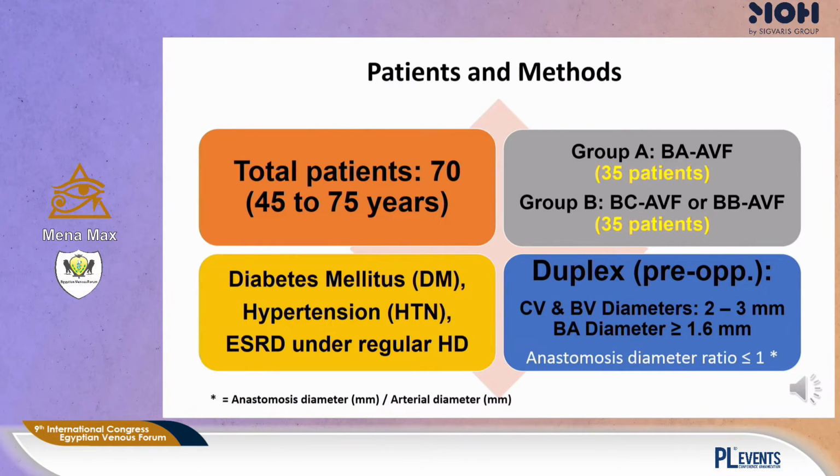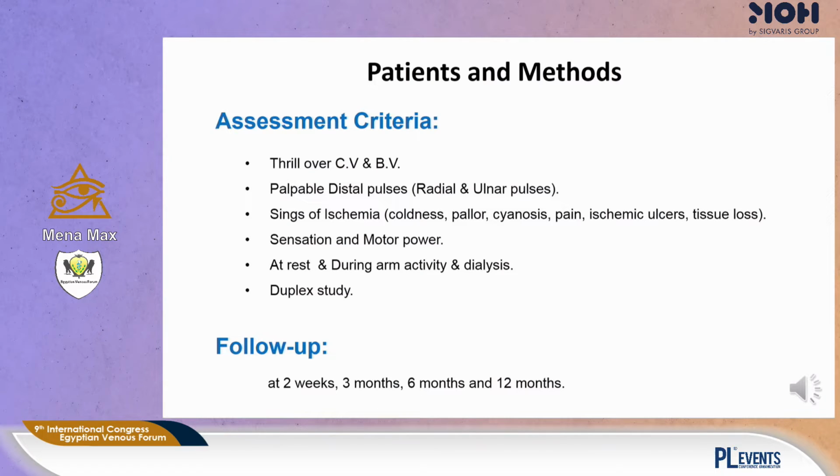Duplex assessment preoperatively: cephalic vein and basilic vein diameter 2 to 3 mm, brachial artery diameter more than 1.6 mm, and a vein-to-artery diameter ratio not more than 1. Assessment criteria: thrill over the veins, palpable distal pulses, signs of ischemia. Duplex study follow up after 2 weeks, 3 months, 6 months, and 1 year.